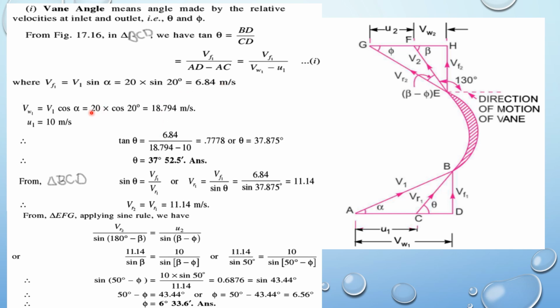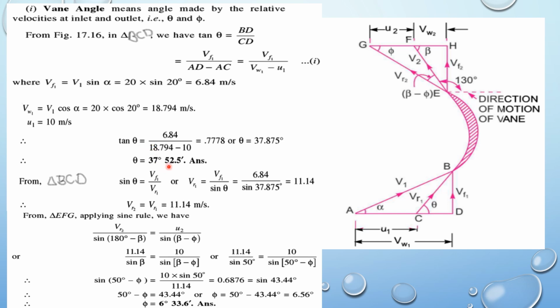Similarly, Vw1 is the horizontal component AD. So it is V1 cos alpha. Substituting the value, you will get the answer. U1 is 10 meter per second. So accordingly, you will get the answer of theta.